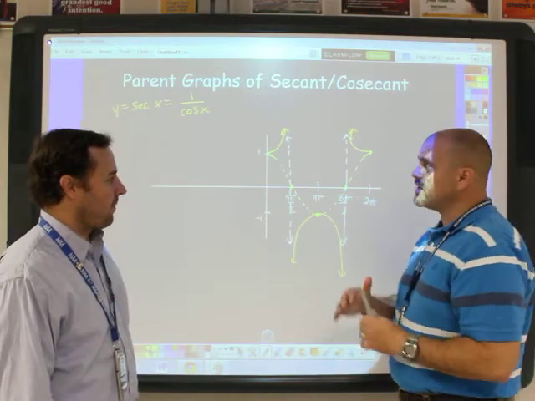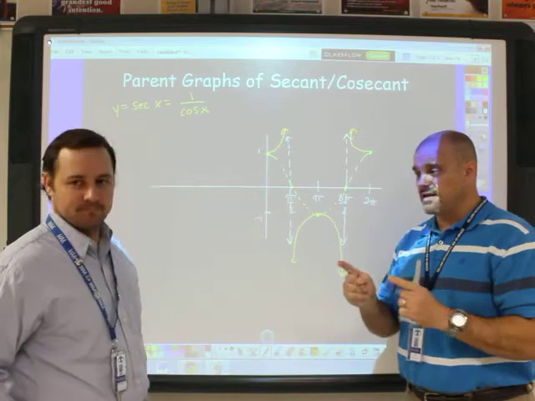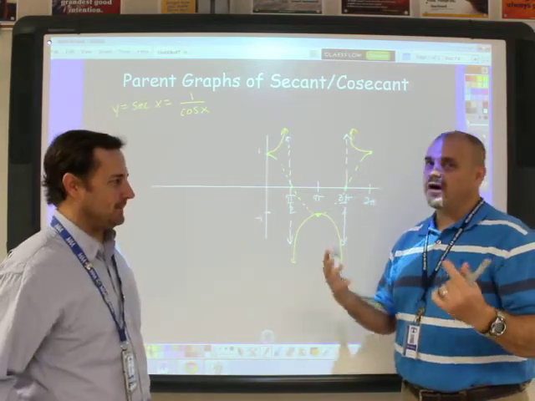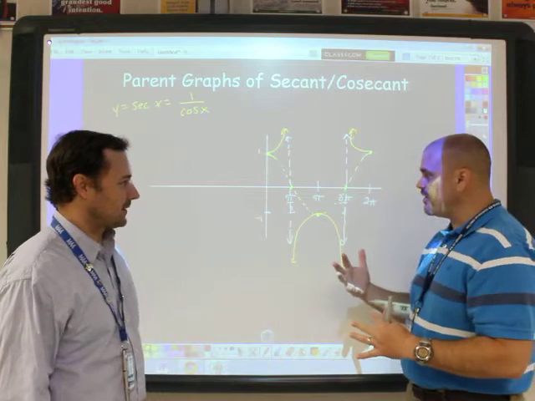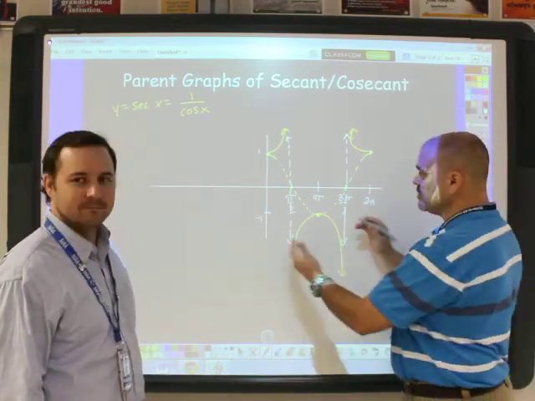However, remember that cosecant and secant are reciprocals of sine and cosine. Sine and cosine had periods of 2 pi. So obviously now we're still going to have periods of 2 pi. It's just going to include 2 waves.